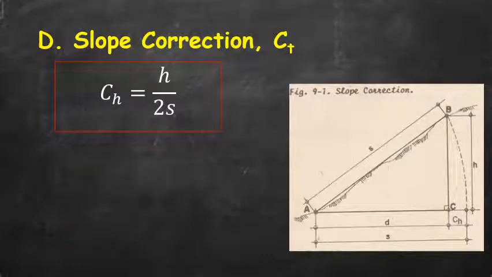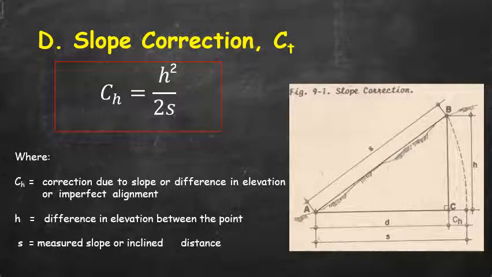We have here CH equals H squared over 2S, in which your C sub H is the correction due to slope or the difference in elevation between the two points or imperfect alignment. We have the H, that is the difference in elevation between your point A and point B. Where the S is the measured slope or yung ating inclined distance. So you have here, that is only applicable for a regular slope.